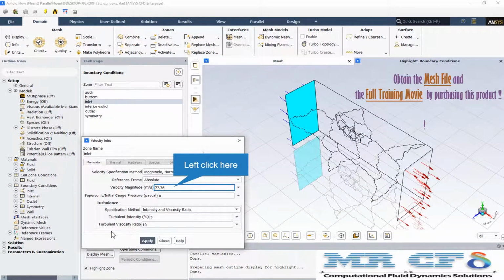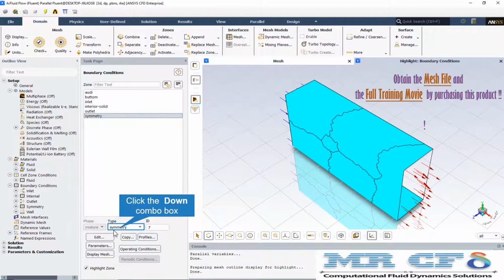The velocity inlet boundary condition has been specified for the inlet surface, and the velocity magnitude is equal to almost 77 meters per second. And all the other lateral walls and sides are assumed to be symmetry in the boundary condition section.